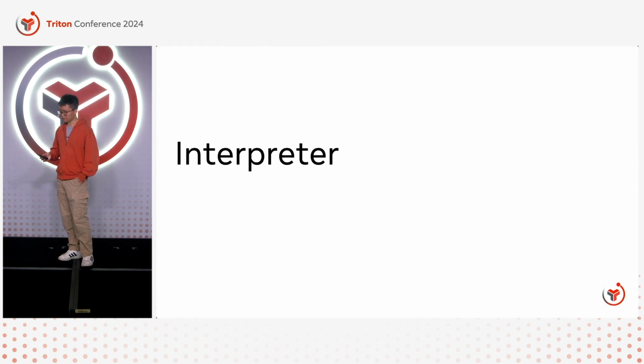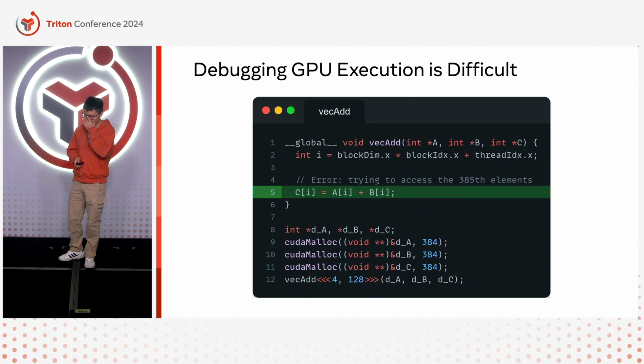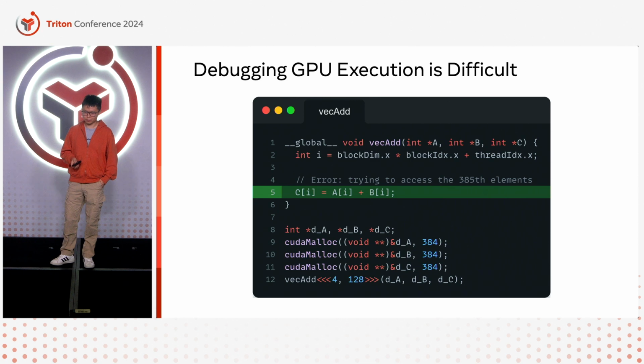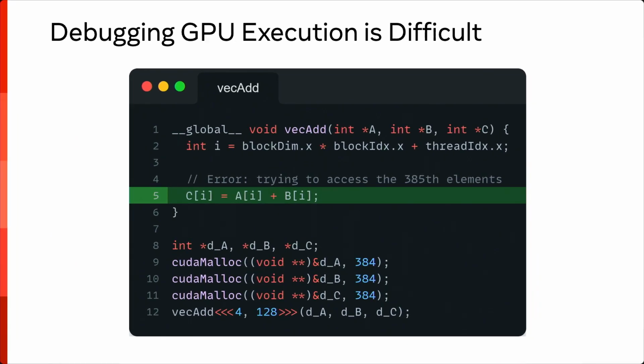We're going to begin with the interpreter, which is like a debugger. To begin with, I want to diverge from the main topic a little bit and demonstrate cases where debugging GPU execution could be difficult. Let's start with a simple CUDA program. This is one vector add.